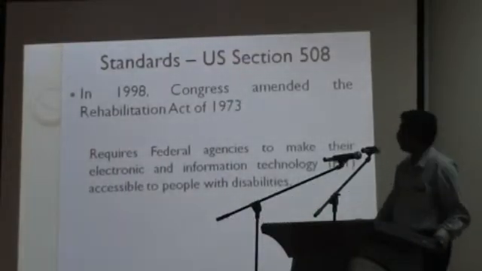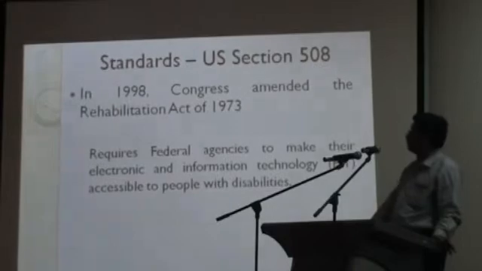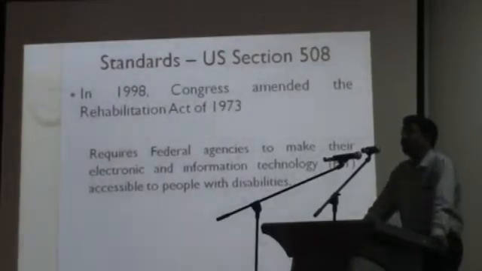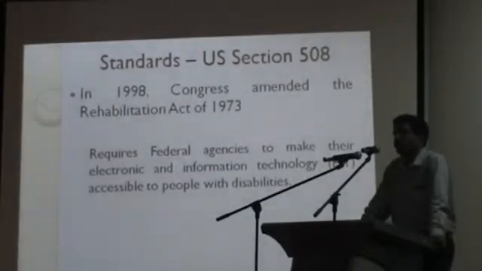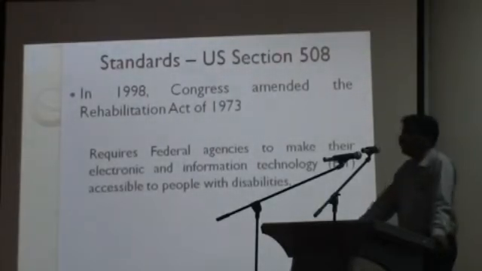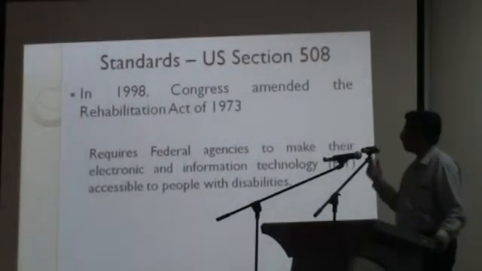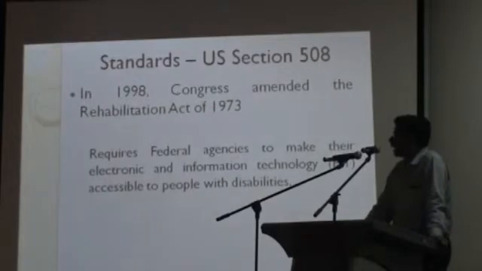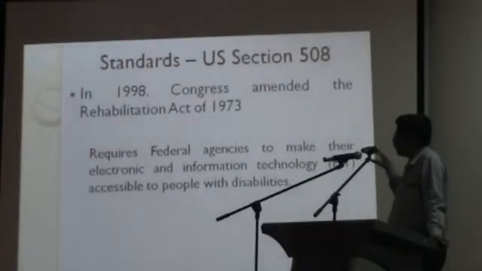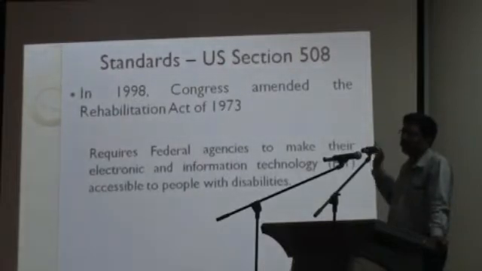Now this is a specific standard for disability, called Section 508. It was introduced in 1998 in the US. Basically they amended the Rehabilitation Act of 1973. Now all electronic and information technology has to be made accessible to people with disabilities. That's the fundamental idea of bringing this change in the Act.